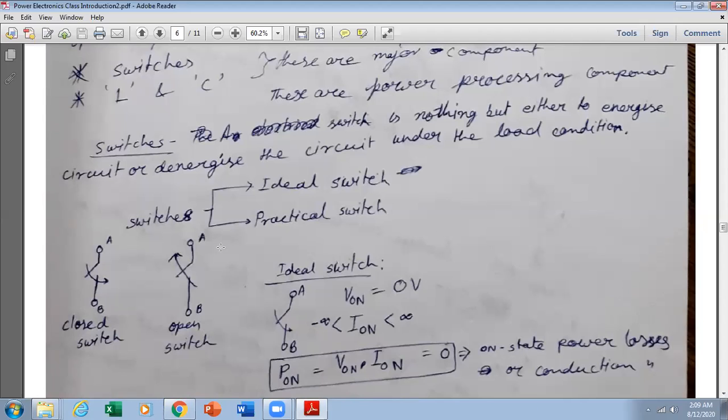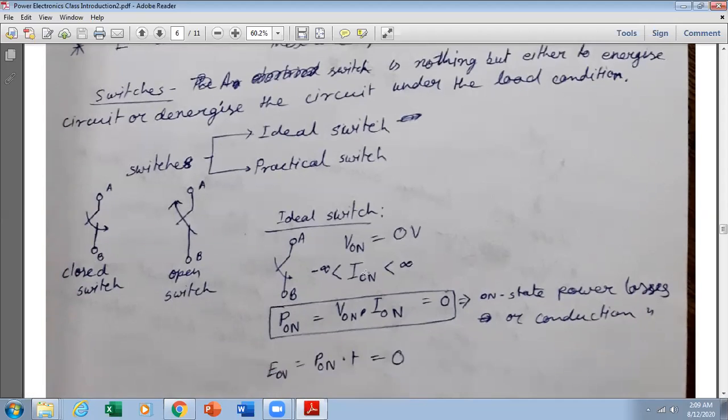Now let us discuss the switch. This one you can see is the closed switch. Closed switch means you can see the direction. This is a switch, and the direction is this way, so this is a closed switch. The arrow indicates the closing of the switch. Now this one is the opening of the switch. Switches are of two types: practical switch and ideal switch. We will discuss both of them.